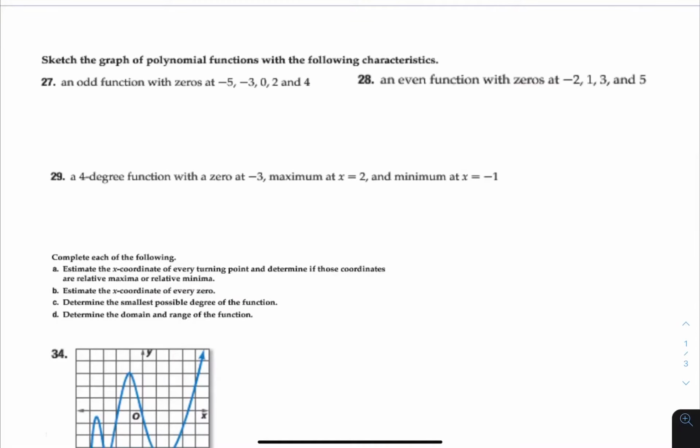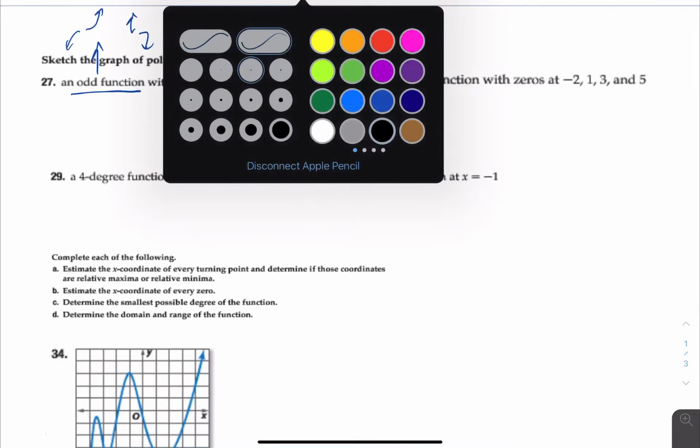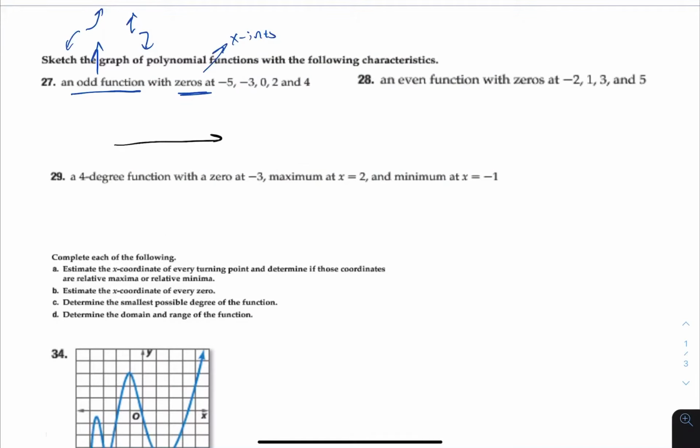Next one. This one they give us some information they want us to draw. So you have to graph the polynomial function with the following characteristics. It's an odd function, so what does that mean? An odd function means it's open like this, or like this, or like this and like that. With zeros. What are zeros? They're just x-intercepts.